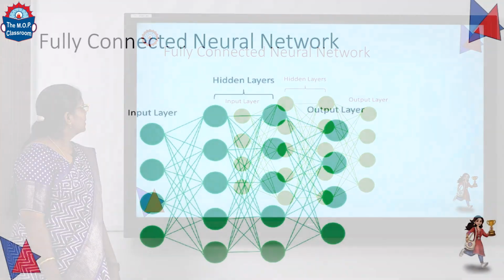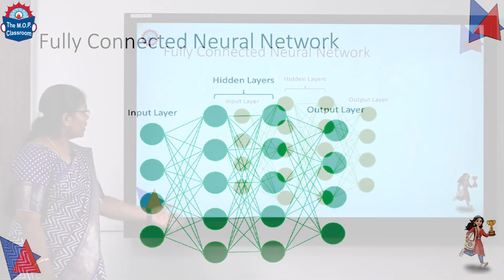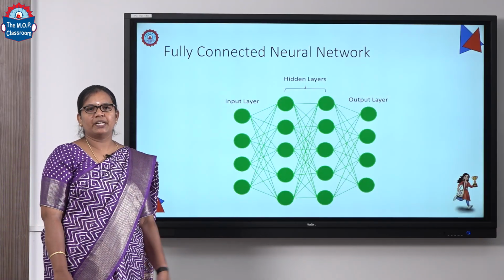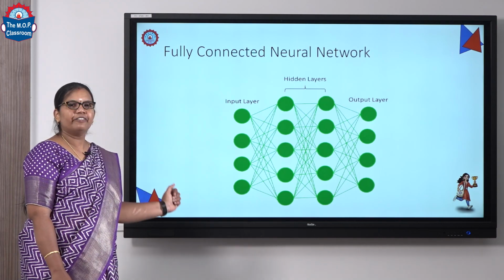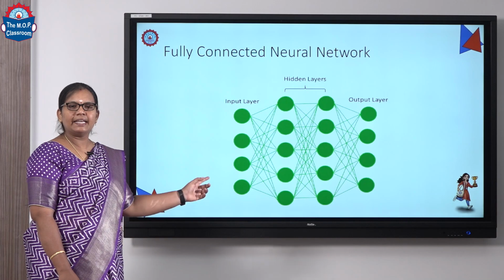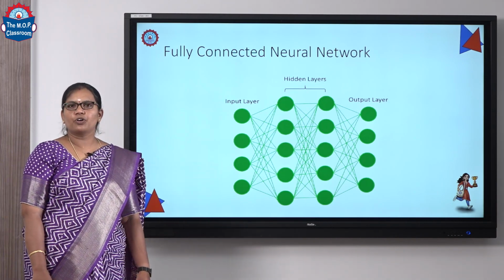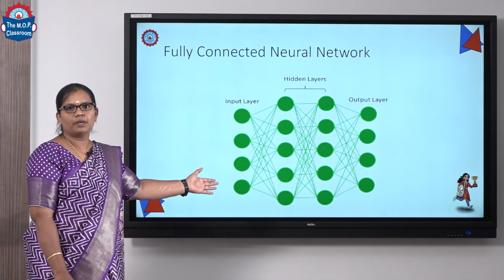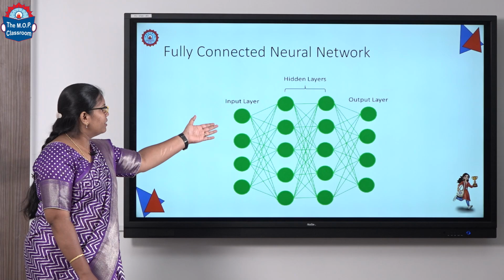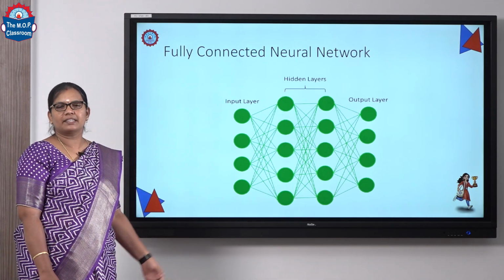Next slide. This is the architecture of a fully connected network. You can see the input layer, hidden layer, and output layer. In the input layer there are 4 neurons, and there are 2 hidden layers. Each hidden layer contains 5 neurons and the output layer has 4 neurons. You can see in the picture that each neuron in the different layers is interconnected. So this is a simple fully connected network.